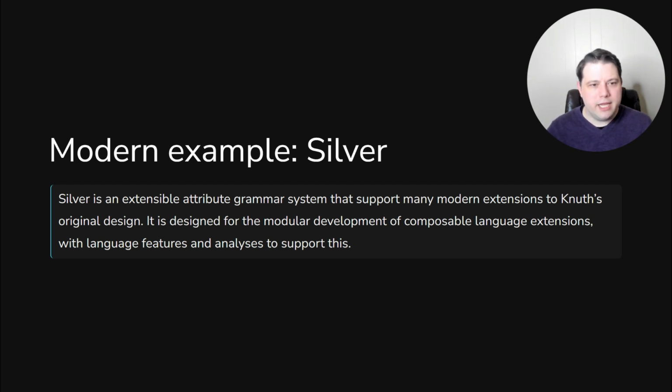So here's one modern example. There's this really interesting system called Silver, which is a meta compiler, a language specifically for making things like compilers. From their page, Silver is an extensible attribute grammar system that supports many modern extensions to Knuth's original design. It is designed for the modular development of composable language extensions with language features and analyses to support this.